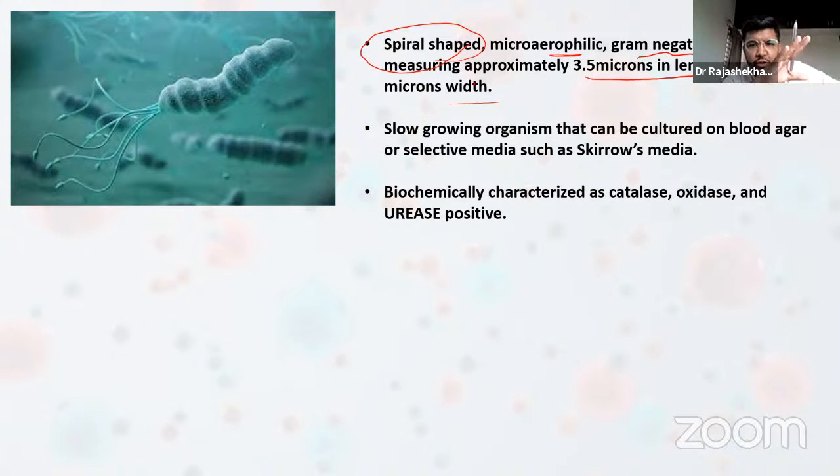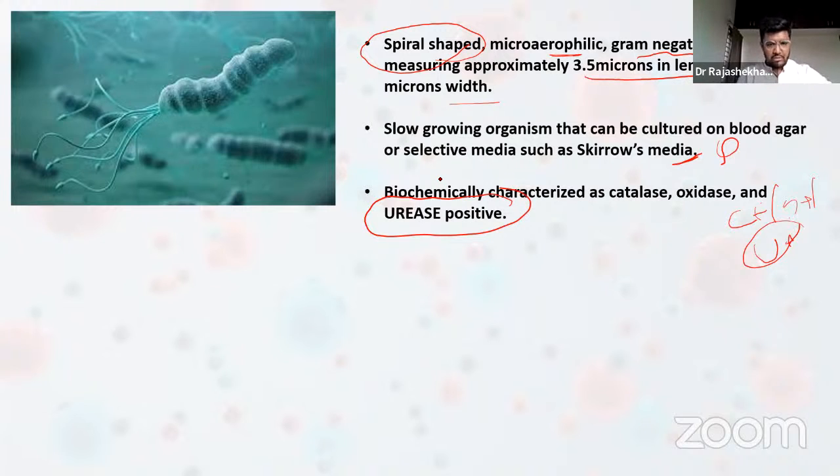It is a very slow-growing organism that can be cultured on blood agar, or on selective media or Skirrow's medium. This can be a question again. The biochemical characteristics are very important. It is all positive: it is catalase positive, oxidase positive, and urease positive. Very important is the urease positive here.